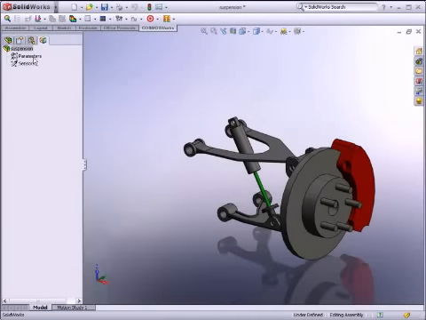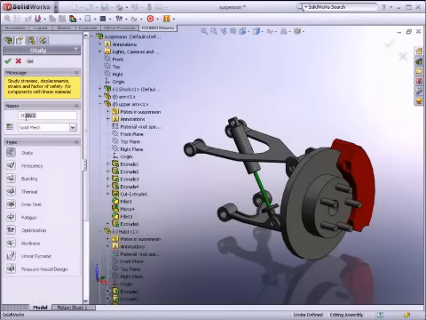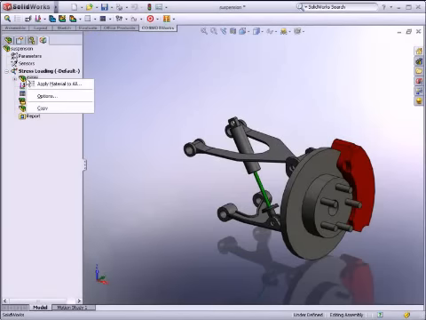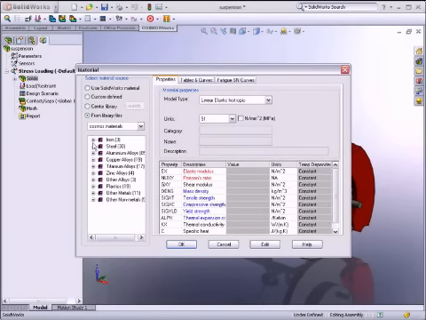SolidWorks Simulation Professional allows you to simulate fatigue on your designs. In this demonstration, we will analyze a simple scale model of a double wishbone suspension assembly, similar to those commonly found in many commercial vehicles. We need to determine if the suspension elements are able to withstand a randomized loading.